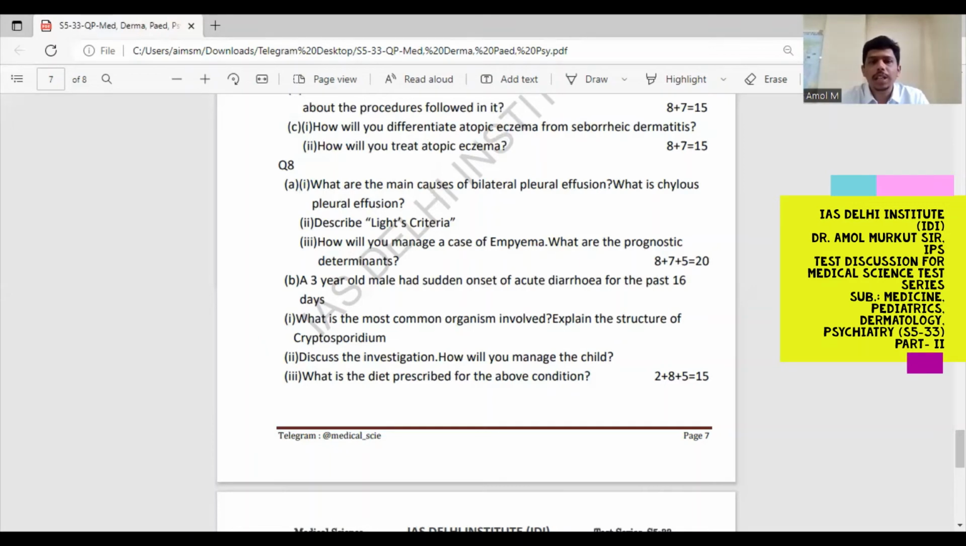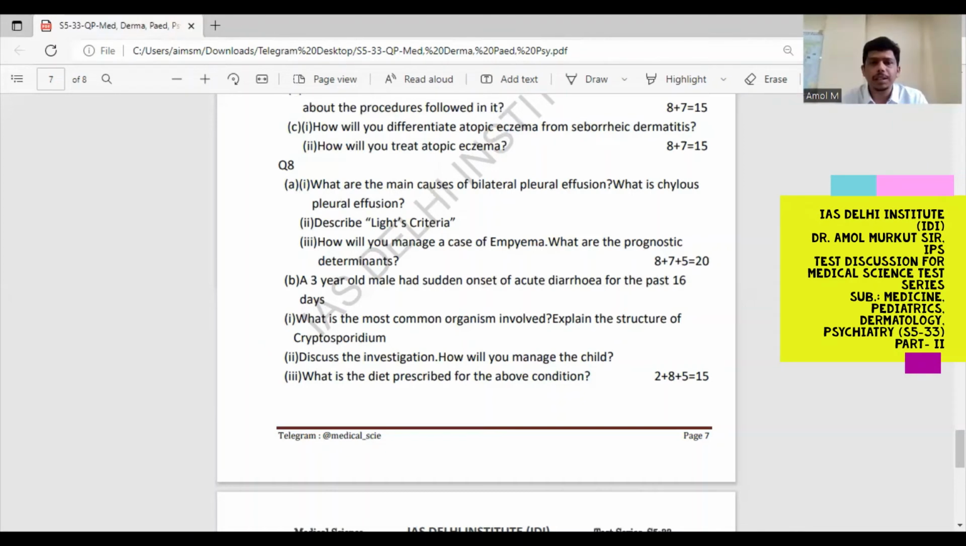What is chylous pleural effusion? Chylous pleural effusion: the thoracic duct is ruptured and the fluid oozes into the pleural cavity. So the fluid of the thoracic duct, which causes pleural effusion, is the chylous pleural effusion. Then the second sub-question, describe the Light's criteria. So what is Light's criteria?